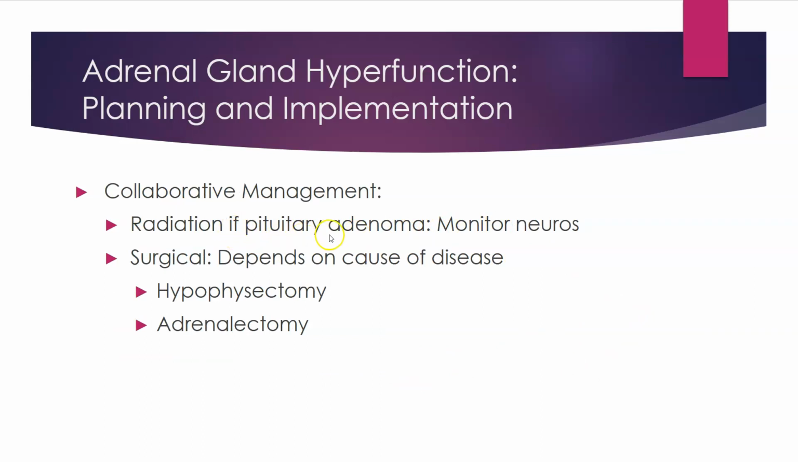Collaborative, so radiation, so if there is an adenoma or some kind of tissue there that's growing that shouldn't be, maybe we could use radiation to knock it out and destroy some of that. Surgical, we can talk about all those things again, but the hypophysectomy and the adrenalectomy to remove tissue at either of these locations to try and decrease that hormone.